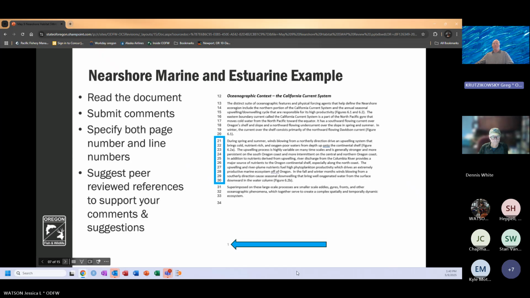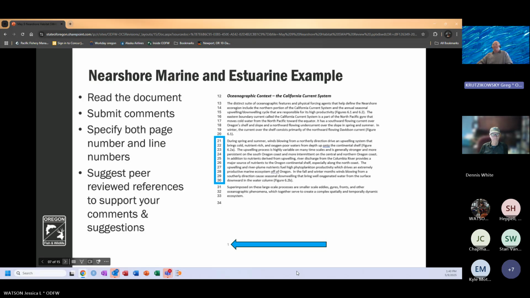So this is what the pages look like, and this is just an example, taken from the oceanographic context. And so what we would like you to do is, of course, read the document and then submit comments. The way that we would like you to submit those comments is to include both the page number and the line numbers.